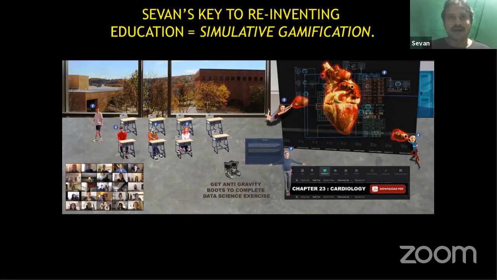Am I against all the people who do pure 3D? Absolutely not. I work with them as well. I'm a freelancer, so I work with all kinds of people. But this is something I'm working on. And it's not about this particular picture or this design in general, but it's about simulative gamification.